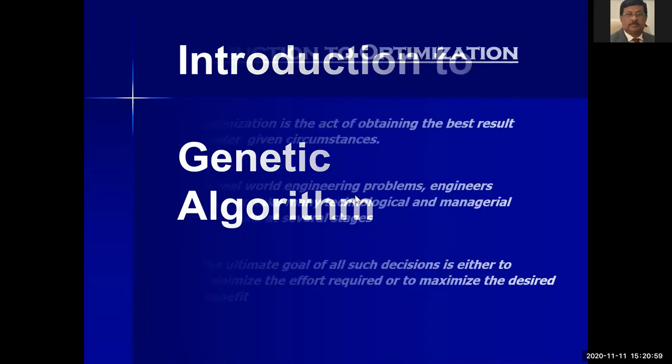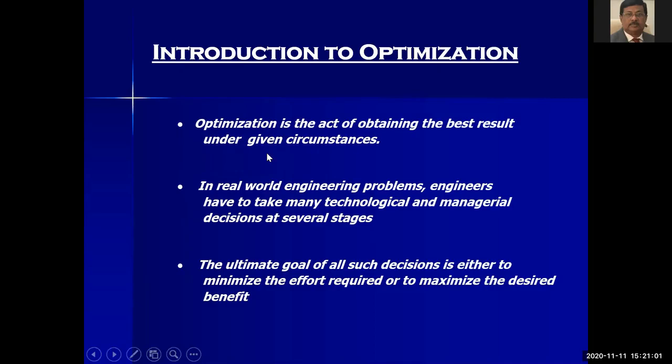Let us understand what is optimization. Optimization is the act of obtaining the best result under given circumstances. In real world engineering problems, engineers have to take many technological and managerial decisions at several stages. The ultimate goal of all such decisions is either to minimize the effort required or maximize the desired benefit.